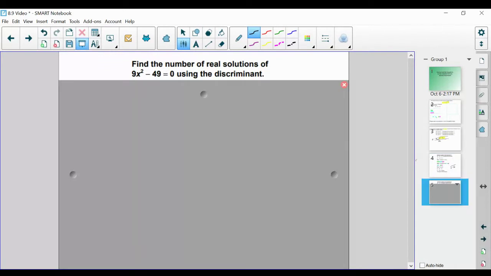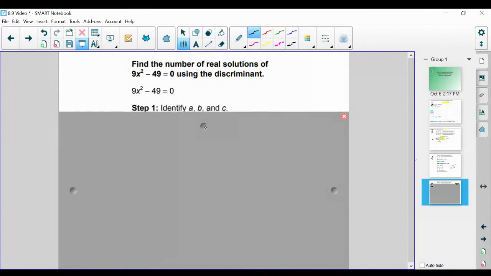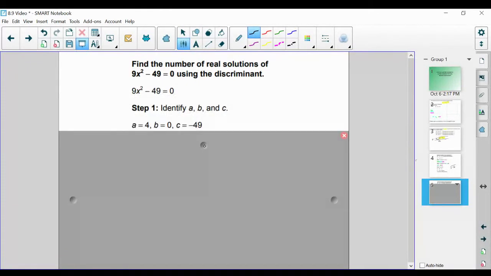Let's find the number of real solutions of 9x squared minus 49 is equal to 0, again using the discriminant. We want to identify our a, b, and c. Notice how we do not have a b term. We are so used to seeing ax squared plus bx plus c is equal to 0, but notice that there is no bx term. There is no linear term in this equation. So therefore, b is going to be equal to 0, because 0 times x is 0, which is why it does not appear.